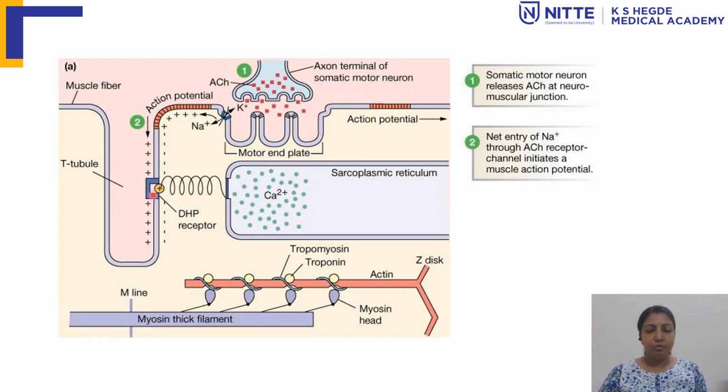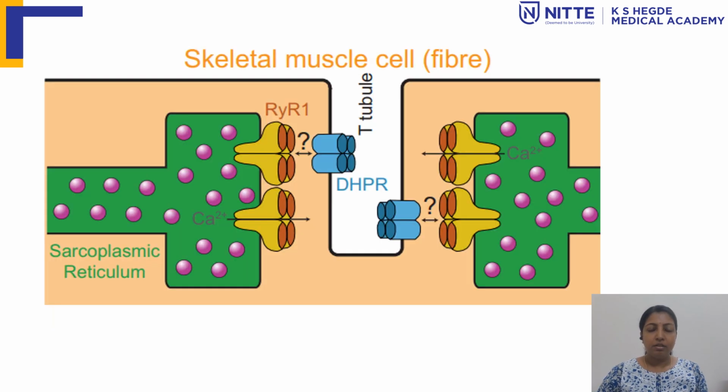DHP receptor, leading to release of calcium. This DHP receptor communicates a signal to the ryanodine receptor, which is embedded in the sarcoplasmic reticulum. This is the sarcoplasmic reticulum, and the ryanodine receptors are embedded in it. They are calcium release channels.